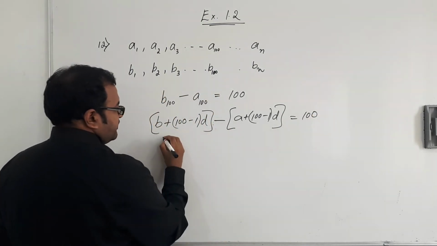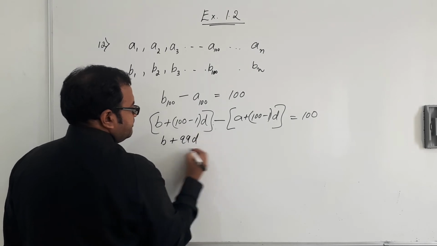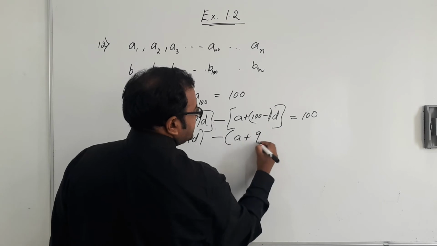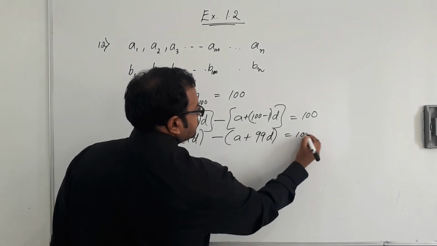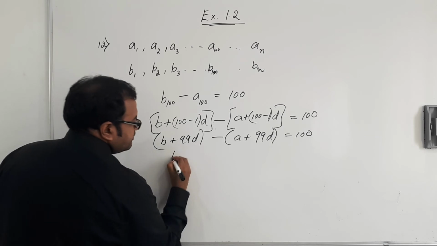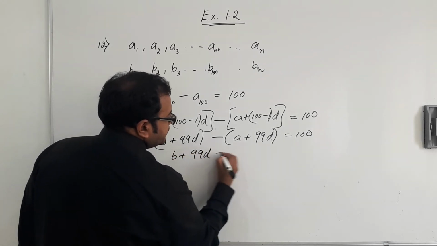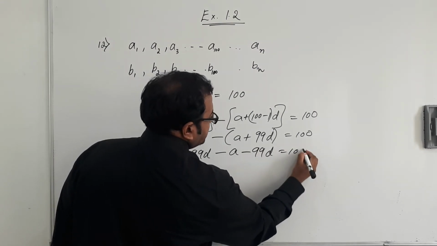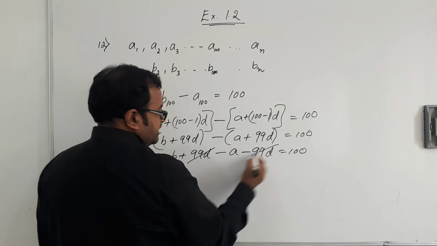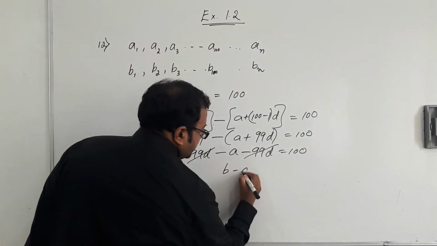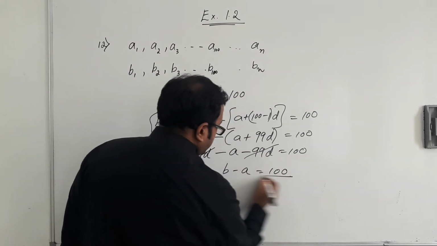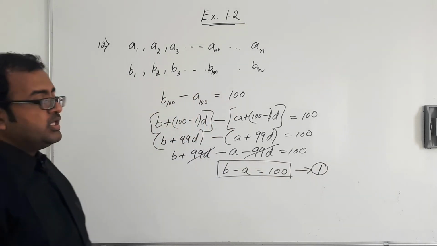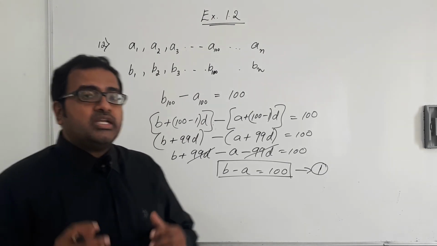If I simplify further, B plus 99d minus the bracket A plus 99d is equal to 100. When I remove the brackets, B plus 99d minus A minus 99d is equal to 100. Plus 99d minus 99d cancel. What is left is B minus A is equal to 100. Let us store this as equation 1. This is very important. Now we will go to find out the unknown part.